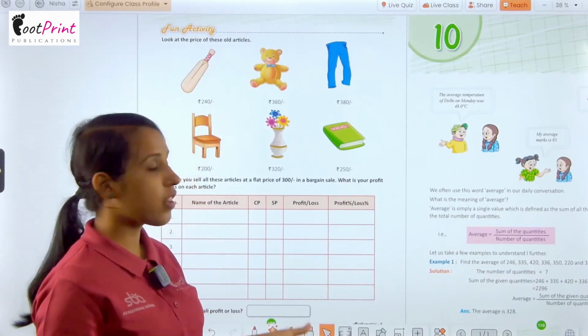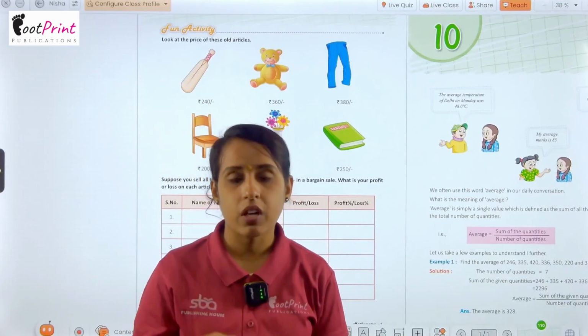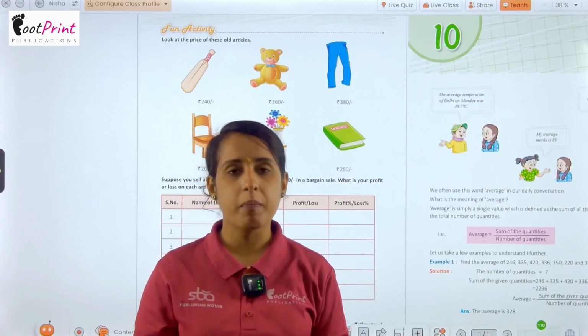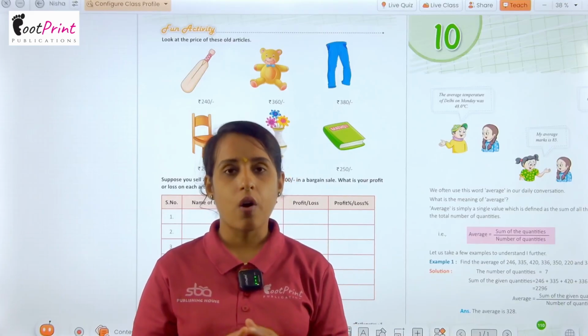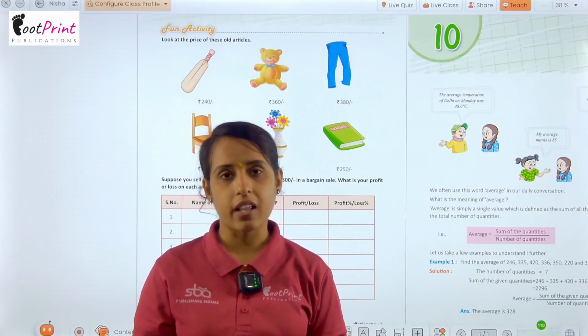So students, this is all about our chapter. In this chapter we learned about profit, loss, CP, SP and simple interest. Okay, so I hope all the concepts of this chapter have been clear to you all.